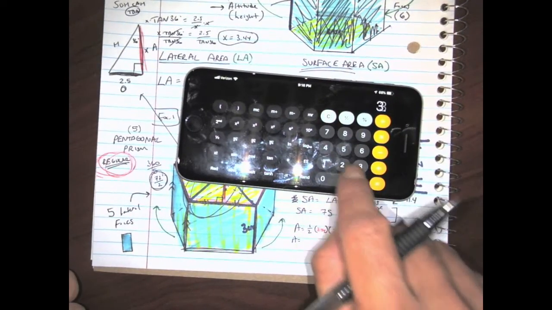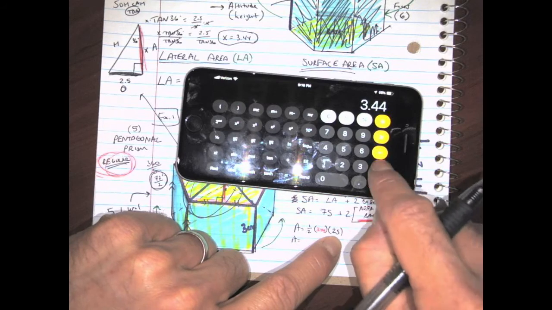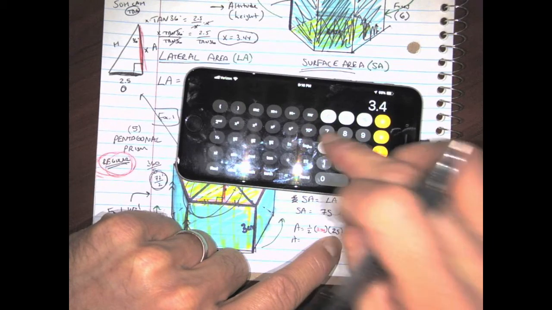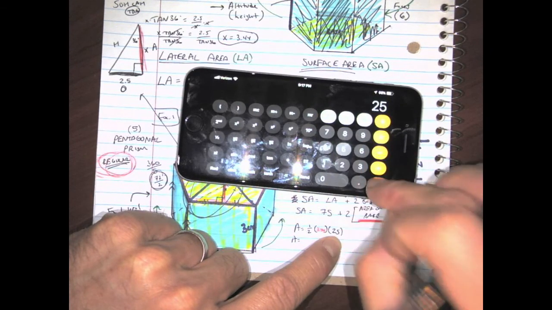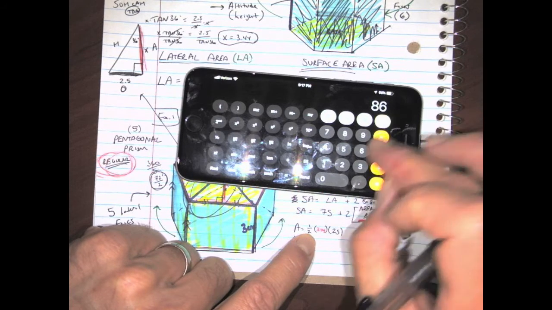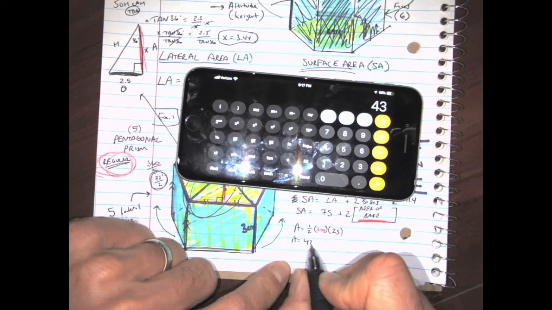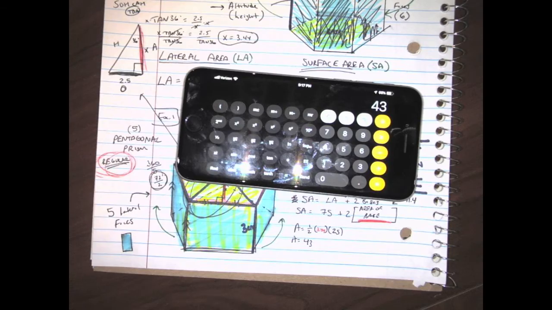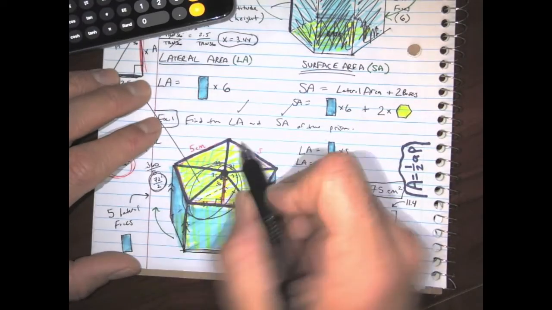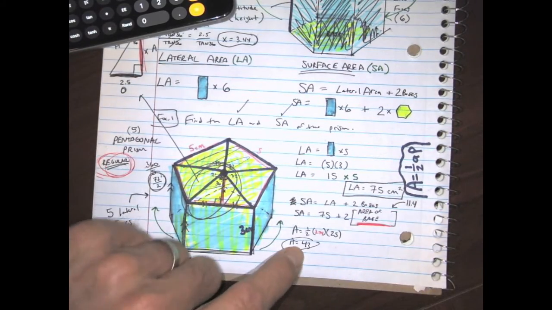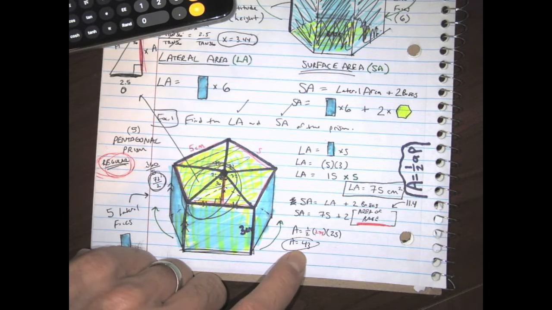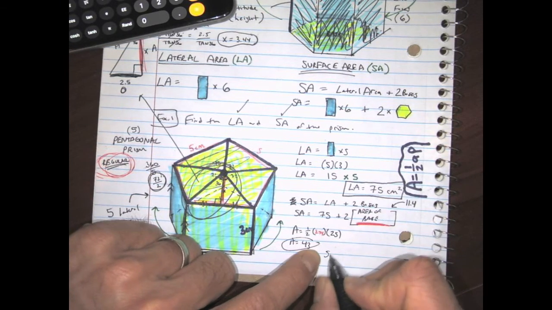So let's do 3.44 times 25, and I take half of it, so I'm going to divide by 2. Oh, 43. That's a nice, sweet little number. The area of one of these is 43. No, that's not your answer. That is not surface area.